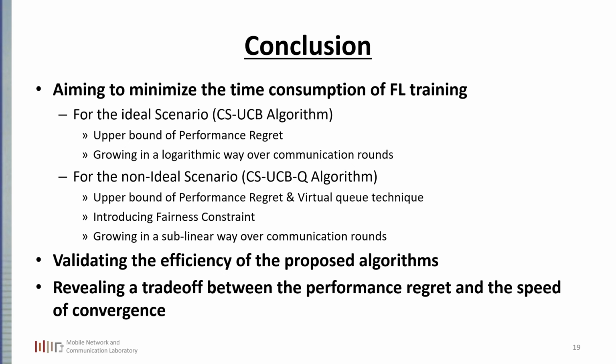And they provided an upper bound which shows that the performance regret of the proposed CS-UCB-Q algorithm has a sublinear growth over communication rounds when beta and T satisfy the condition. Simulation results validate the efficiency of the proposed CS-UCB and CS-UCB-Q algorithms, and also reveal a trade-off between the performance regret and the speed of convergence to a point where the fairness constraint is satisfied.